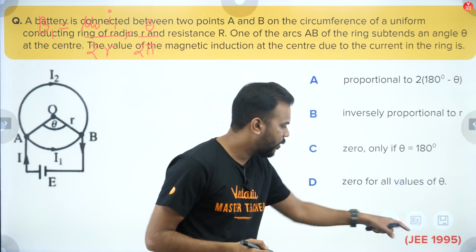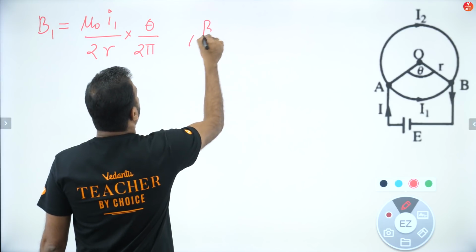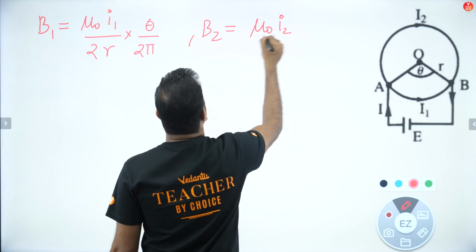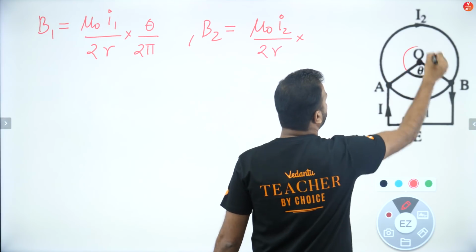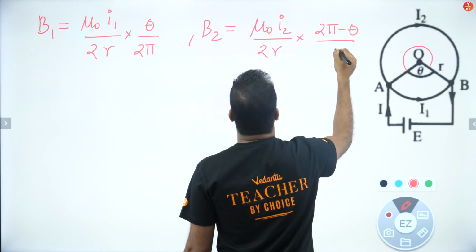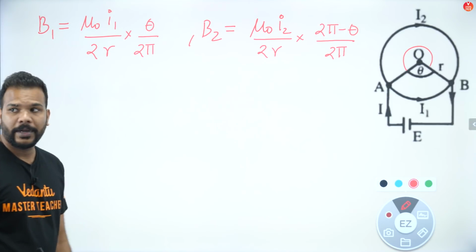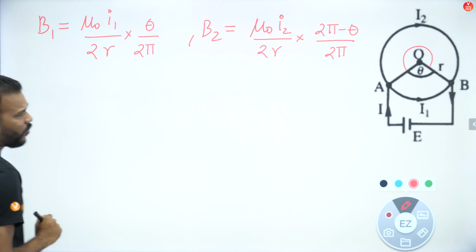Okay, so moving on, let me write the value for B2. B1 we have already written, so this one will be mu naught I2 by 2r multiplied by the remaining angle, which is 2 pi minus theta upon 2 pi. So these are the values of the magnetic fields, B1 and B2. Guys, let's try to find out the value of I1 and I2.